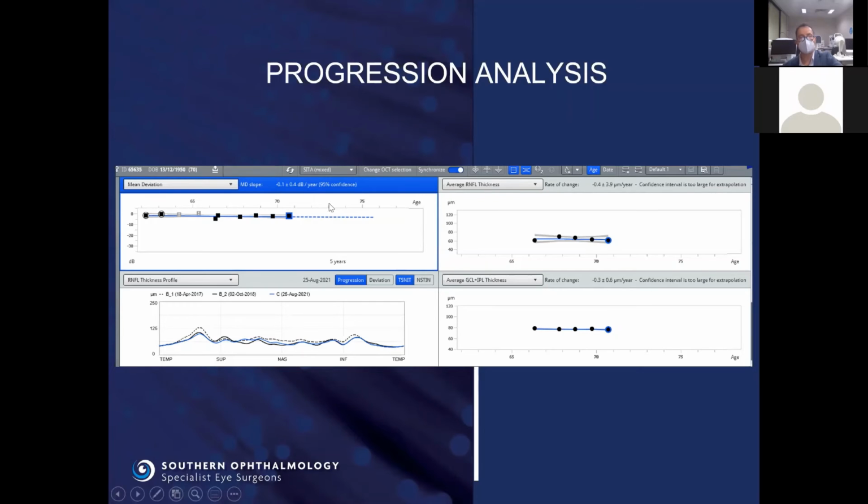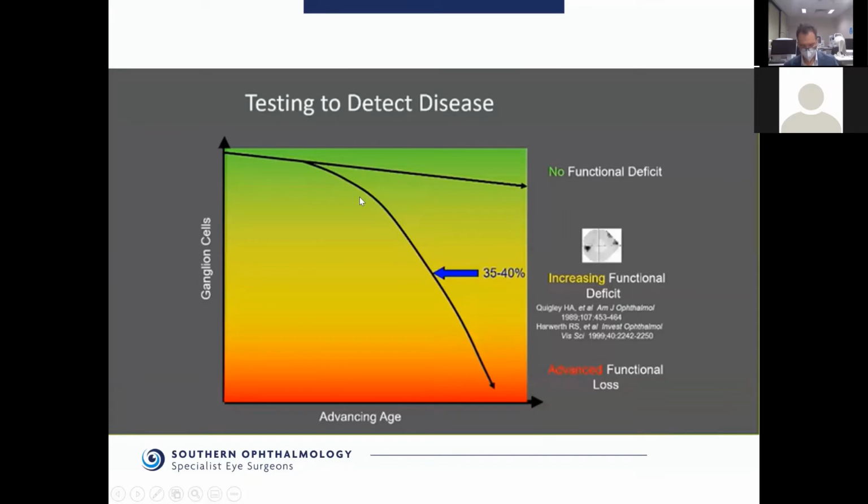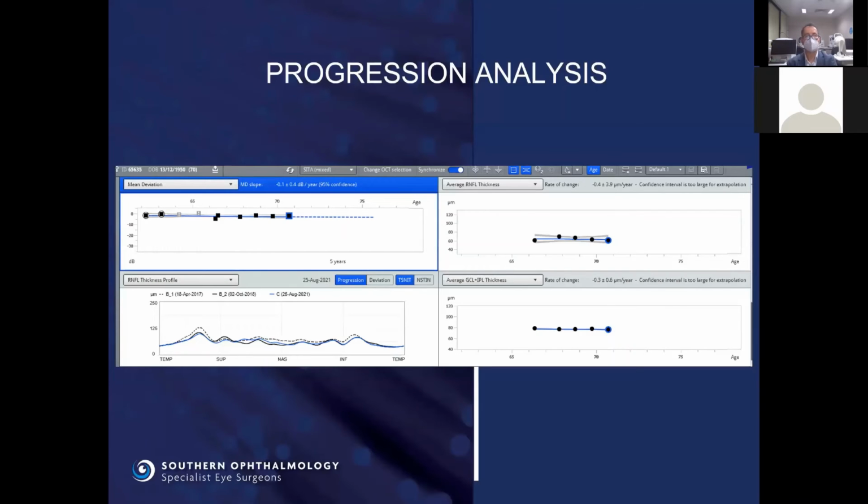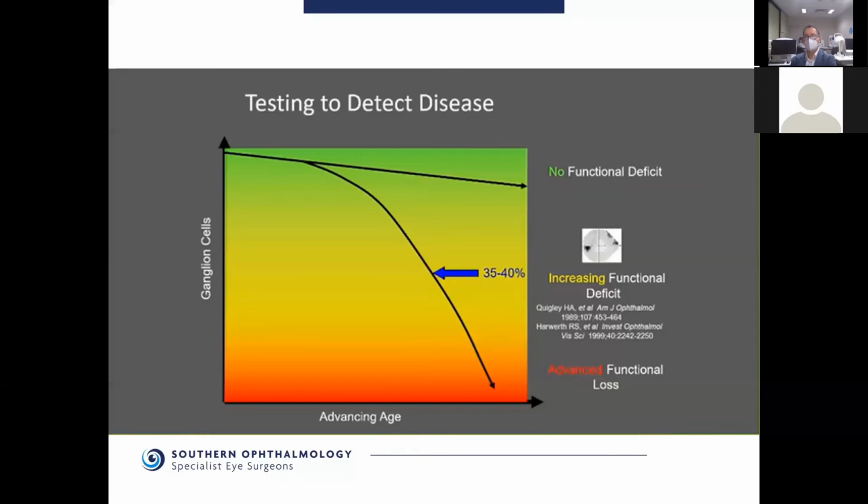A progressive loss or a trend which has got a greater than 1 or -1 would suggest that that patient has uncontrolled glaucoma, and we need to do something about intervening in that case. So why is it important?